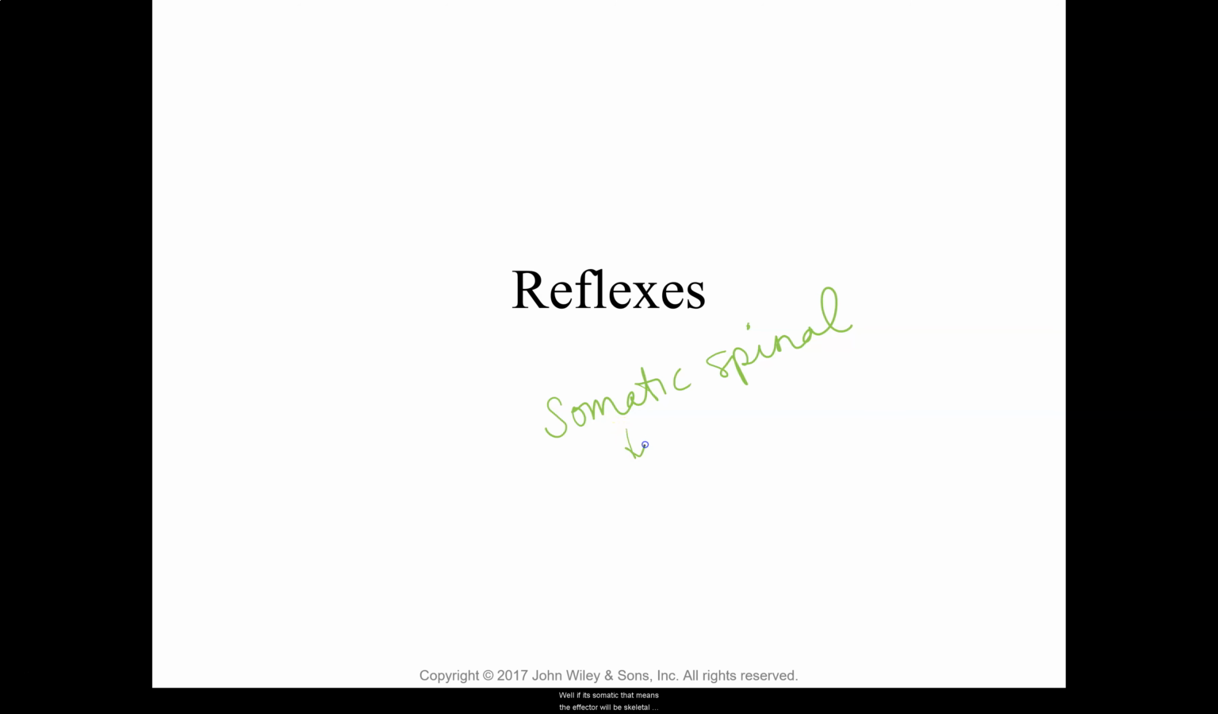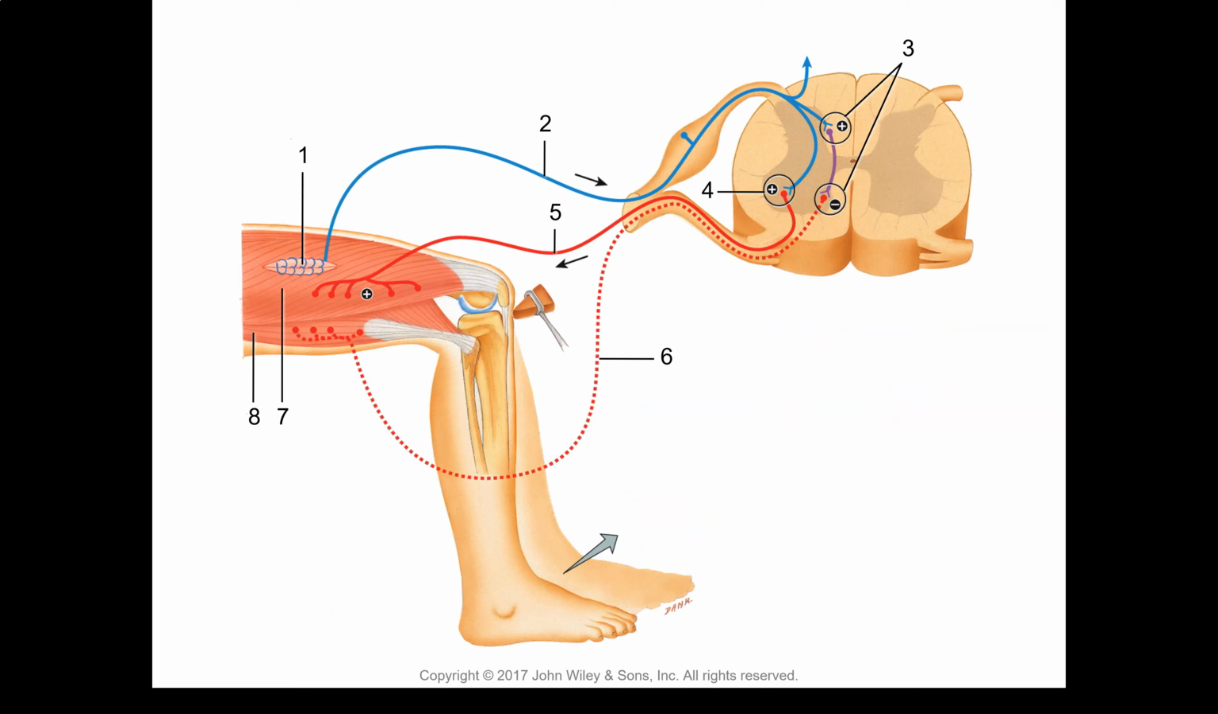Well, if it's somatic, that means the effector will be skeletal muscle, so you're consciously aware that it's occurring. And spinal means that it's going to be controlled by spinal nerves, and the integration is within the spinal cord, specifically the gray matter of the spinal cord. So the first reflex that we are going to cover will be the patella reflex.